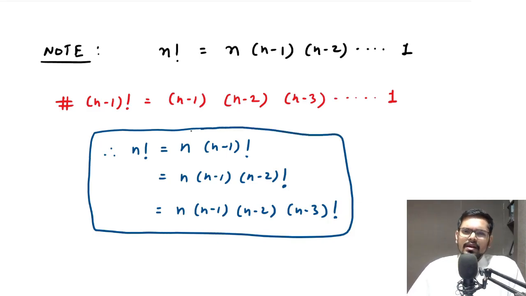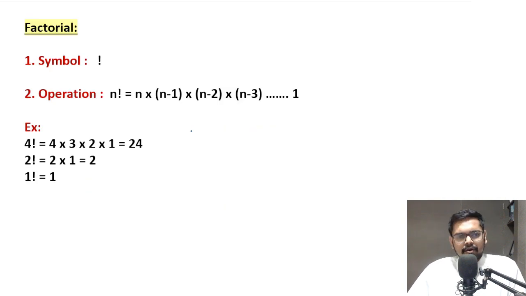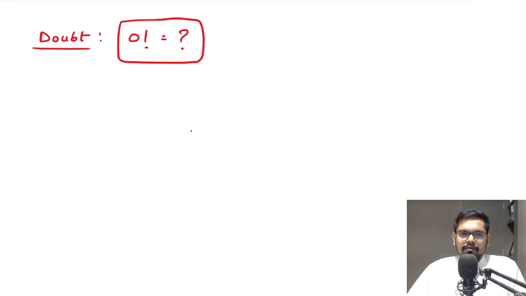Now, there is one doubt. 1 factorial is 1, 2 factorial is 2, 4 factorial is 24. But what if I ask you 0 factorial? What is the answer? Is it 0, or is it something else?